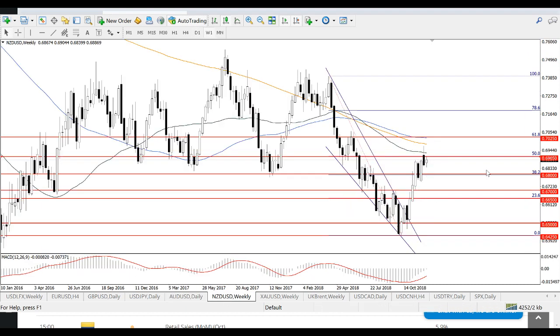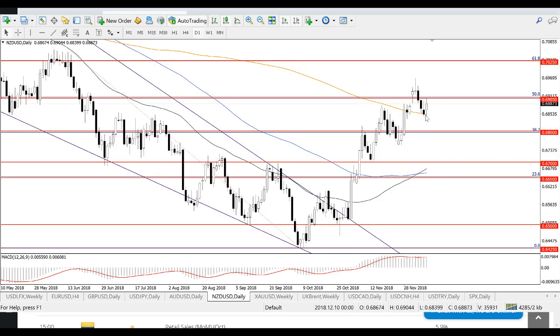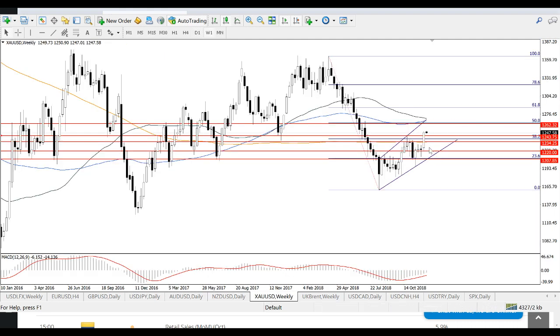The New Zealand dollar also failed to close above the 50% Fibonacci level, and it was limited by moving averages on the weekly chart. So if the currency returns below 0.6850, the focus will be on 0.68 and 0.67 marks. Resistance is at 0.6905 and 0.7025.